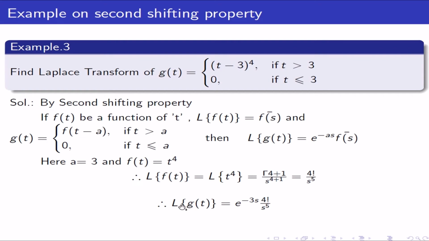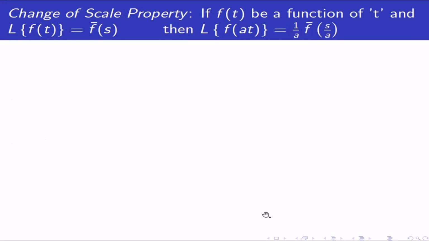And therefore, by the second shifting property, the Laplace transform of g of t, using this formula, is e raised to minus 3s, because here a is equal to 3, times 4 factorial upon s raised to 5. It is the required answer of this problem.